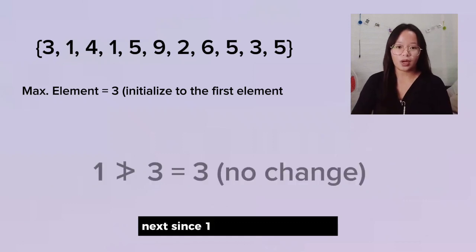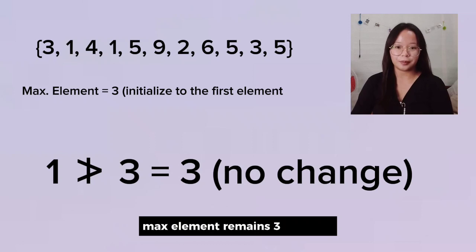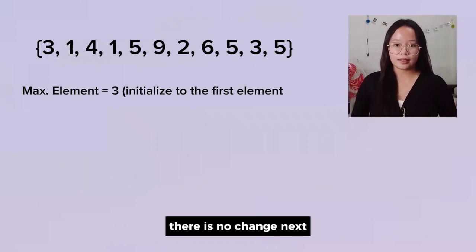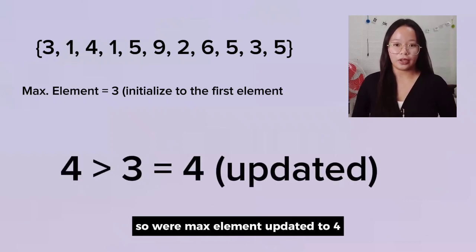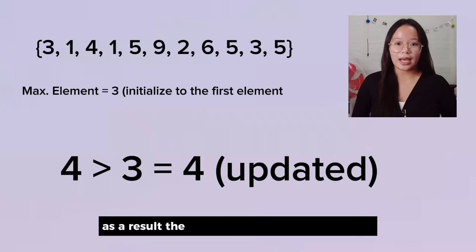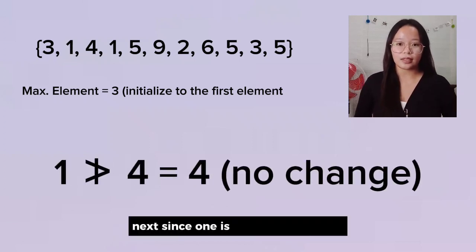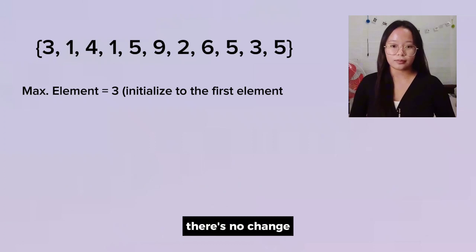Next, since 1 is not greater than 3, max element remains 3. As a result, there is no change. Next, since 4 is greater than 3, our max element updates to 4. As a result, the max element is updated to 4. Next, since 1 is not greater than 4, max element remains 4. As a result, there is no change.